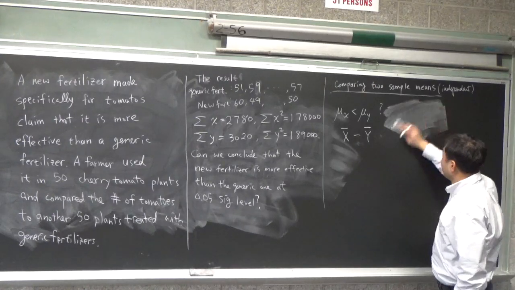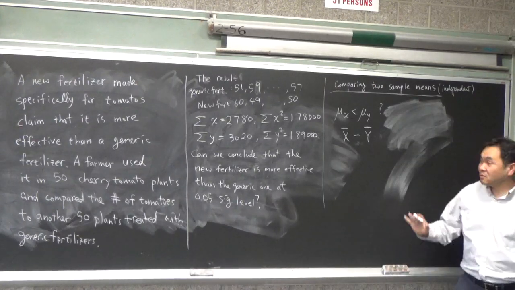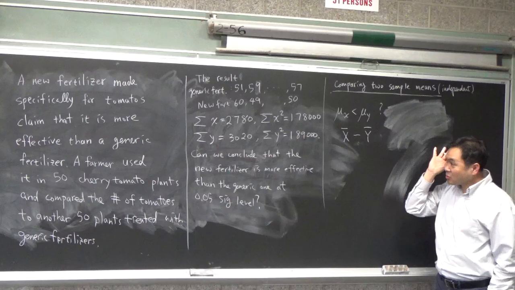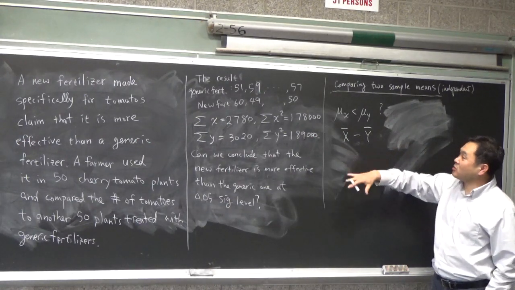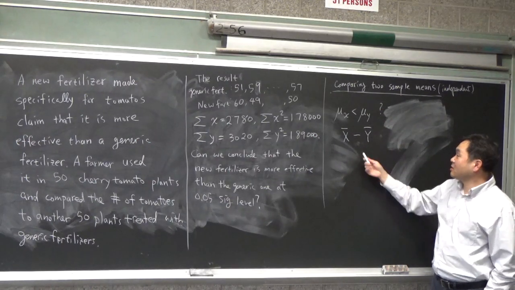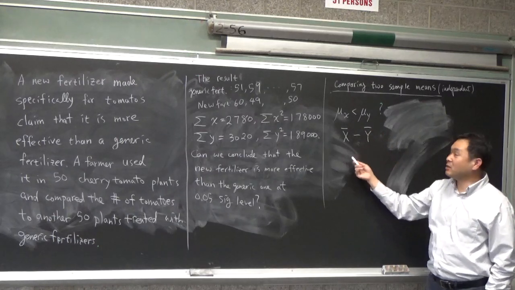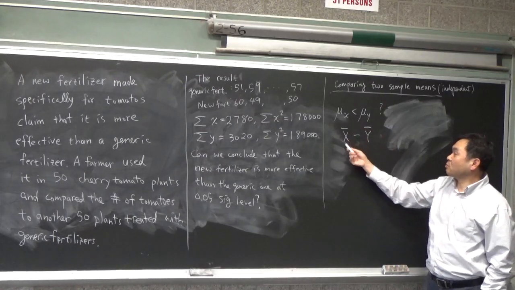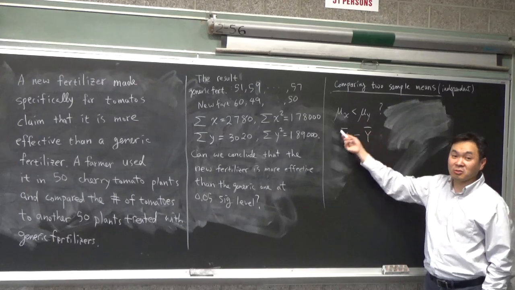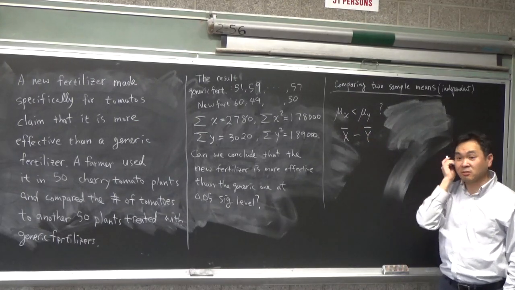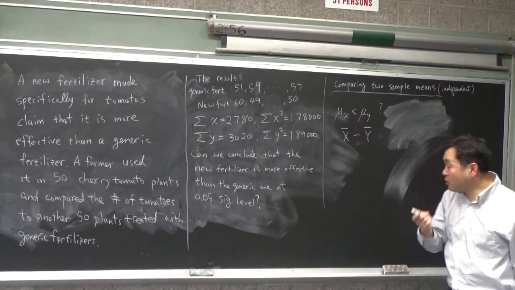So now, what I'm trying to explain so far is that with this setup, we're really interested in this quantity. What is the probability distribution of x bar minus y bar? That's the question, okay?